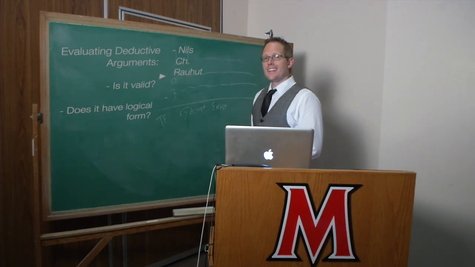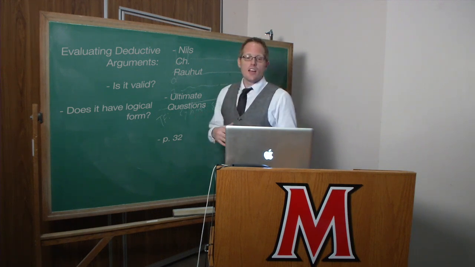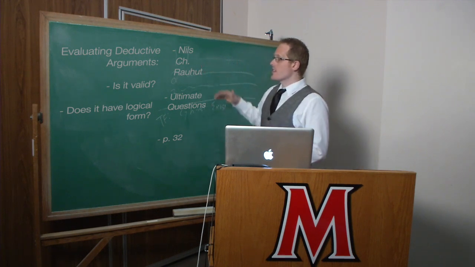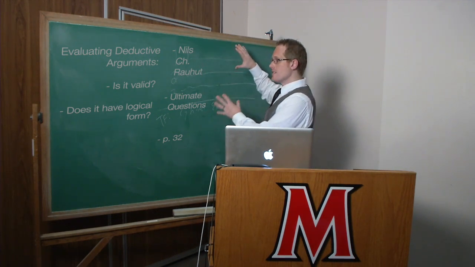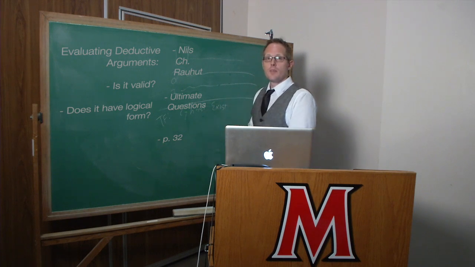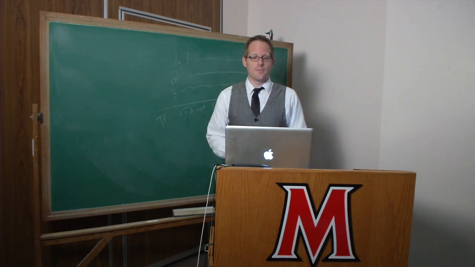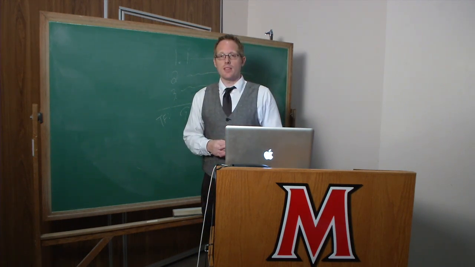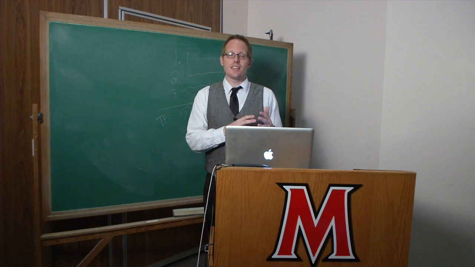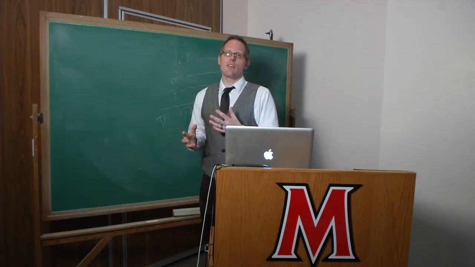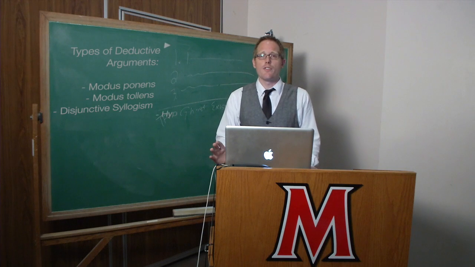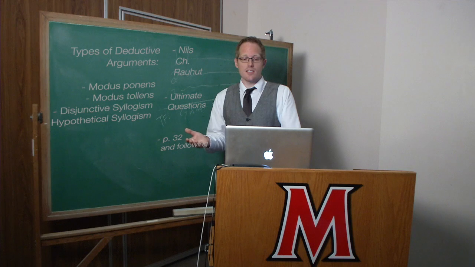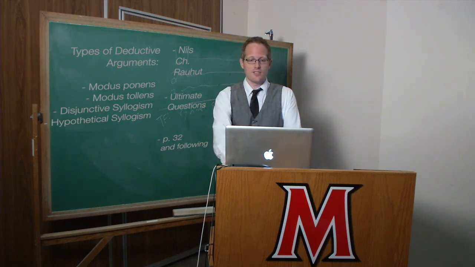So when we're evaluating deductive arguments, the question to ask is, is it valid? If the premises are true, then the conclusion must be true as well. So is it valid? Does it have logical form? Is it reasonable to assume? So there are four different types of deductive arguments that might be used. You'll need to refer to your book to see examples of these because the language around them may be a little bit confusing at first. The four types are modus ponens, modus tollens, disjunctive syllogism, and hypothetical syllogism.